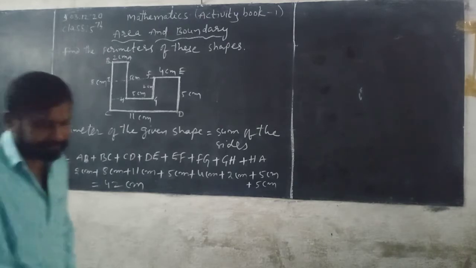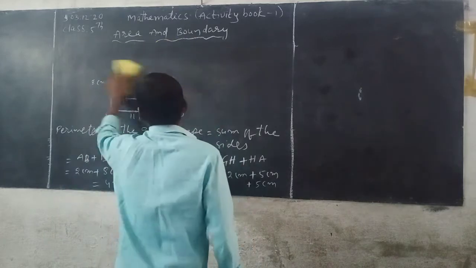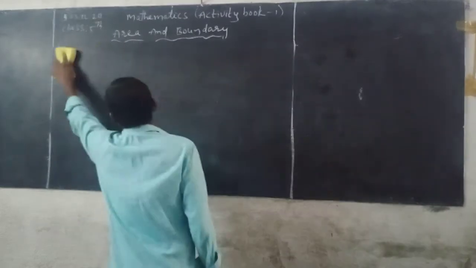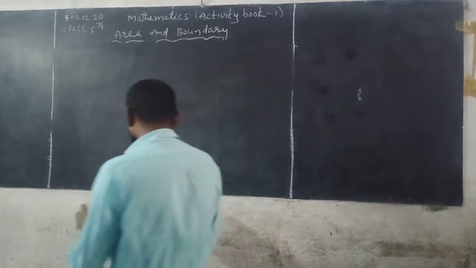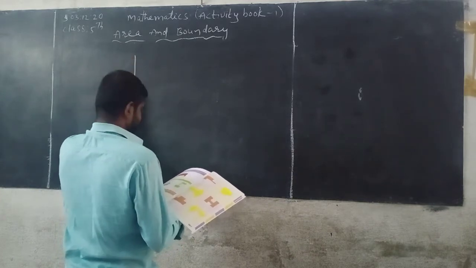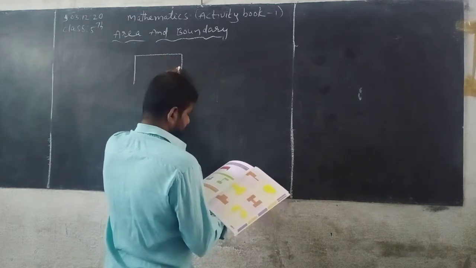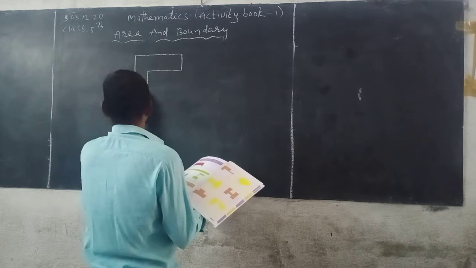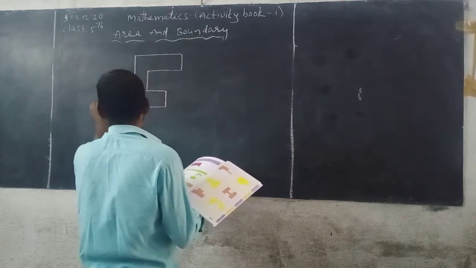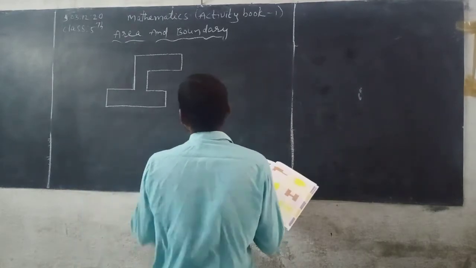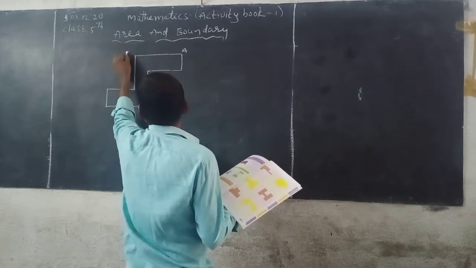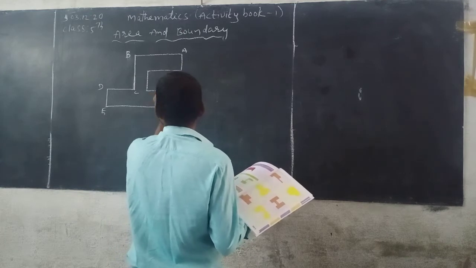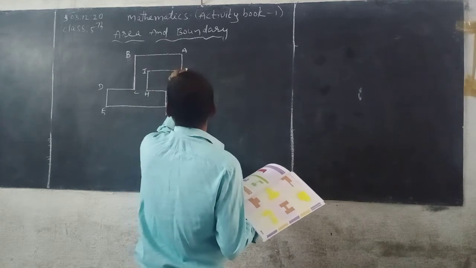Now next one is. See, write down beta. A, B, C, D, E, F, G, H, I, J.